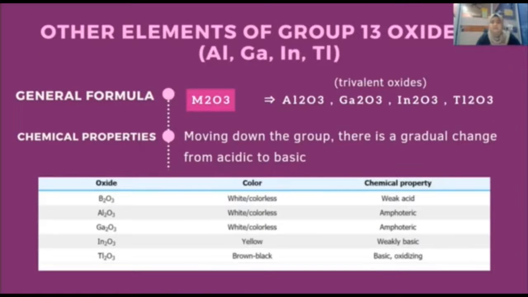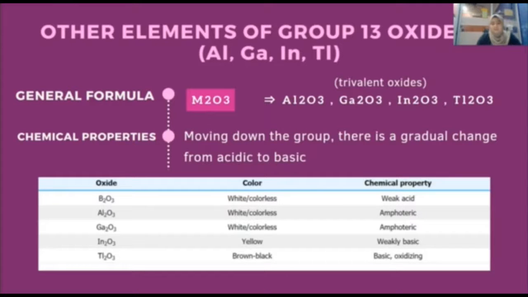Next, we will look into the other group 13 oxides. The general formula is M2O3, in which M can be aluminum, gallium, indium, or thallium. These are the chemical formulas for each compound, and they are also called trivalent oxides.